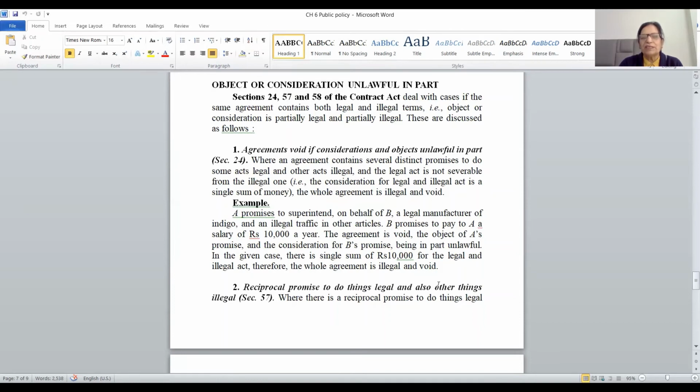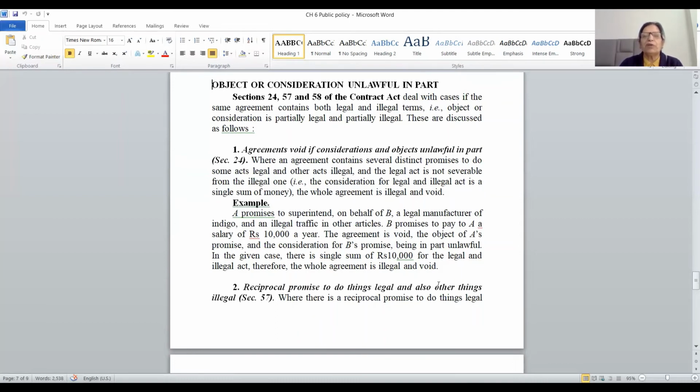The 3 points. First point is agreements void if considerations and objects are unlawful in part. Where an agreement contains several distinct promises to do certain acts which are legal and other acts which are illegal, and the legal act is not separable from the illegal one, and the consideration is a single sum of money, the whole agreement is illegal and void.